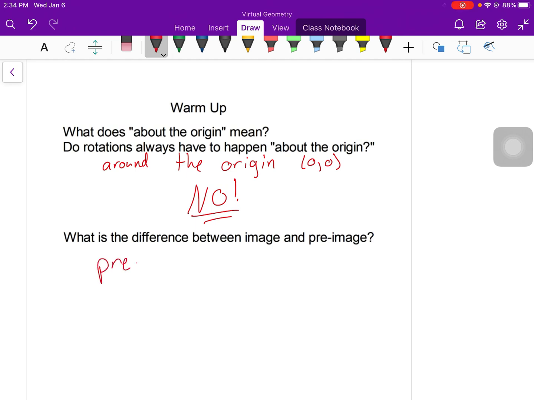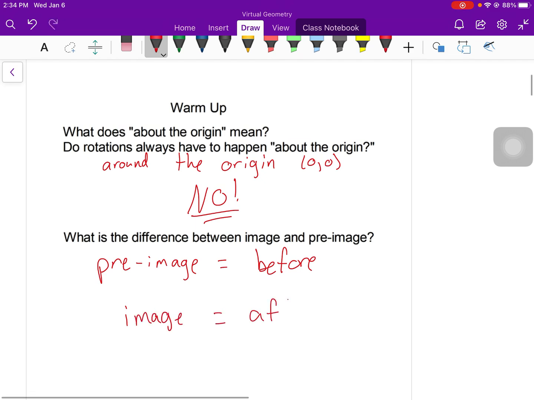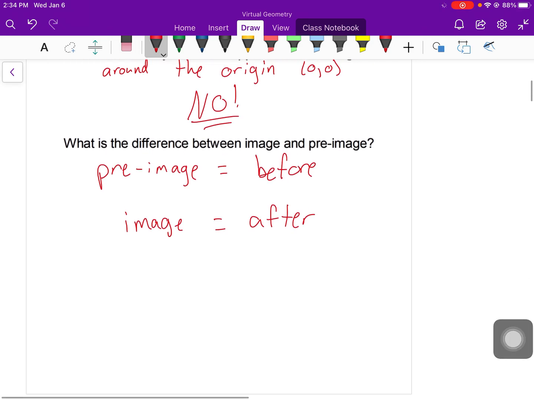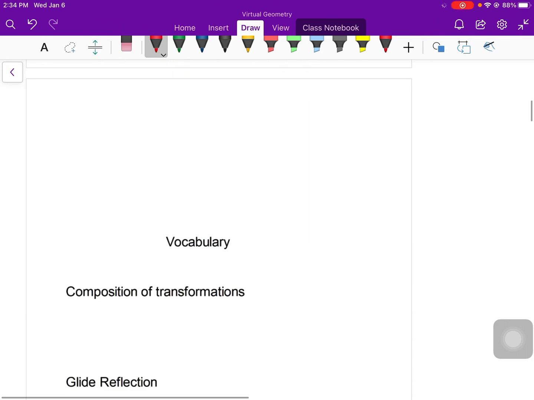What's the difference between image and pre-image? Well, pre-image, the prefix pre, means before. So our pre-image is before, or what we start with, and the image is what we end up with after. I like to think of it as the before picture, then some sort of magic happens and you get the after picture, just like the miracle weight loss commercials you see online or on TV every now and again.